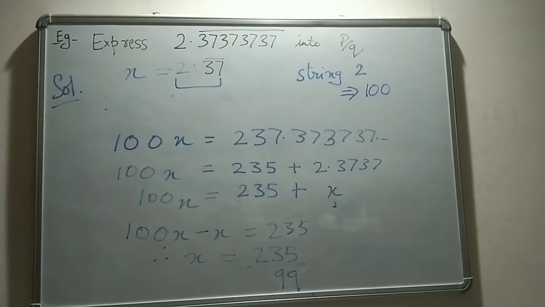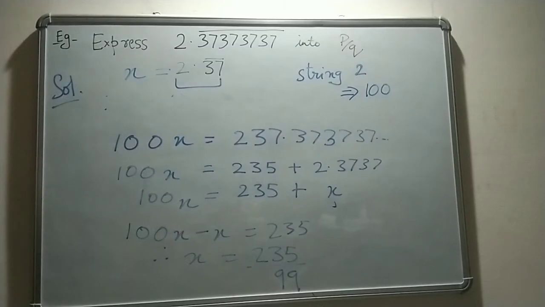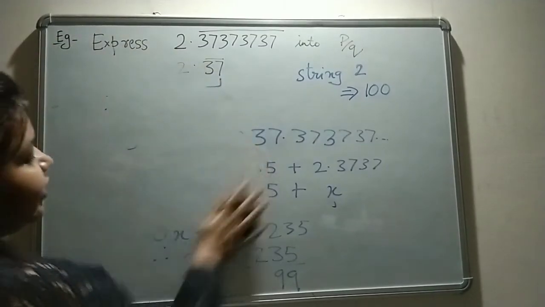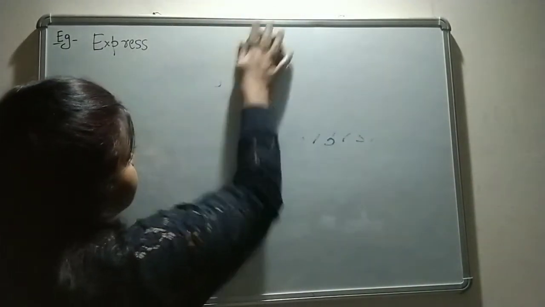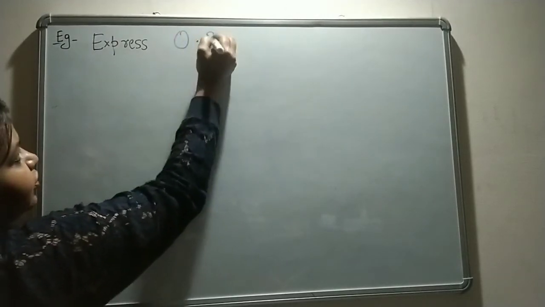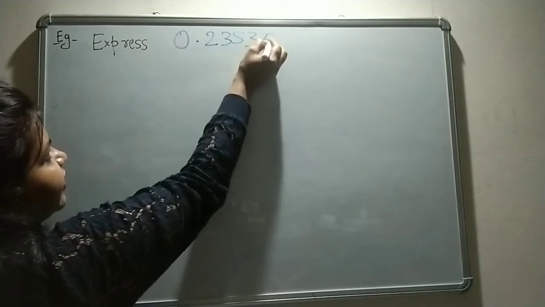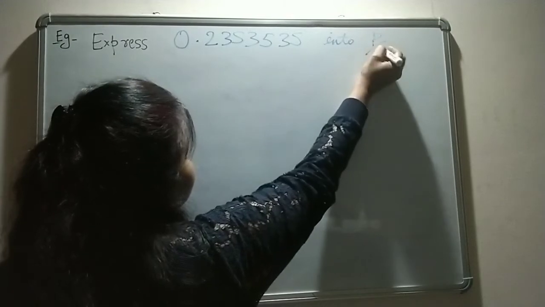Hope you got this much. Let's take one more example. In case of any confusion, you are free to call me up during this and you can easily ask me questions. Now let's take another example. The question says: express 0.2353535 into p upon q.